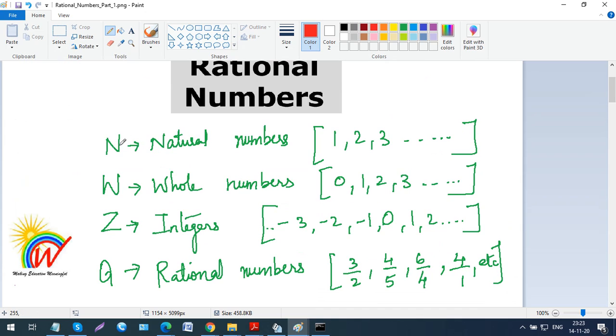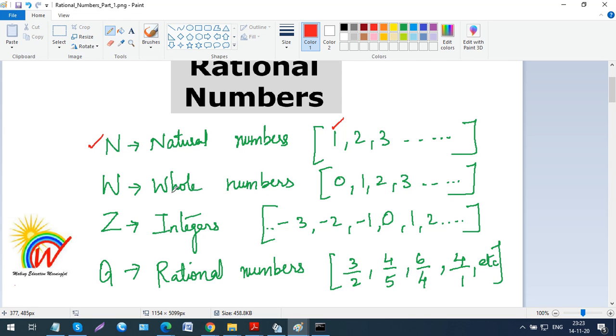You are all familiar with natural numbers, right? The numbers which start from 1. Right from our childhood we have been learning 1, 2, 3 and so on up to infinity. These are natural numbers. If I ask you, does 0 belong to these numbers, you will say no, because natural numbers start only from 1. It's denoted by capital N.